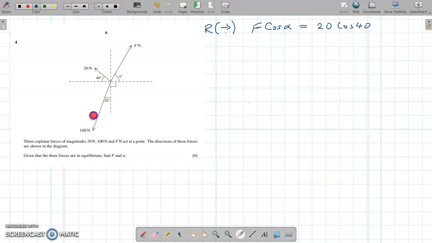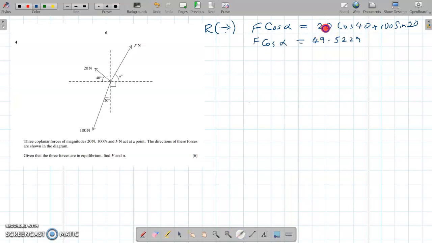What about the 100 newtons? Well, 100 newtons has got a component that way. So it's either going to be 100 cos this angle. That angle is 90 minus 20, it's 70, so it's going to be 100 cos 70, but I prefer to use the 20. So rather than say 100 cos 70, I prefer to say 100 sine 20. So plus 100 sine 20.